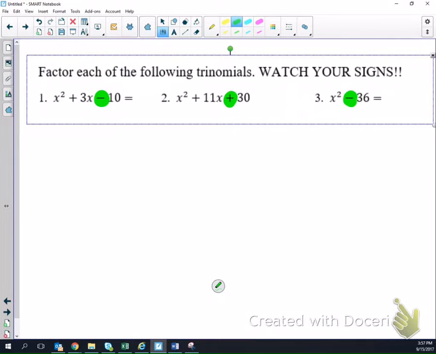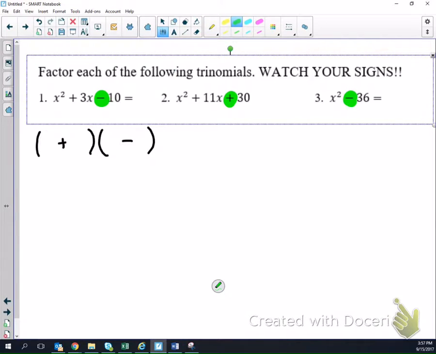That sign is going to tell me something about these. Now, in the first one, it is a minus. That means I'm going to have, in both my situations, one would be a plus and one would be a minus. I'm going to multiply a positive and a negative together.